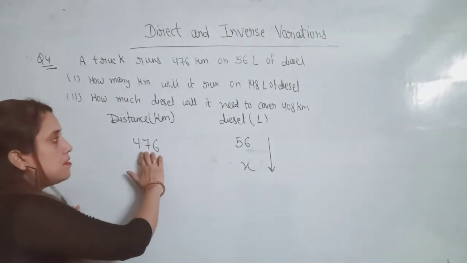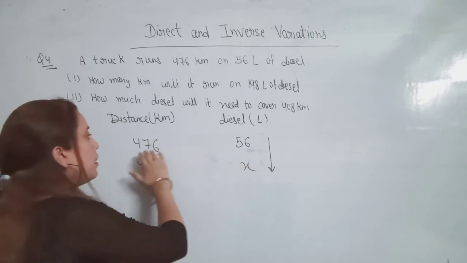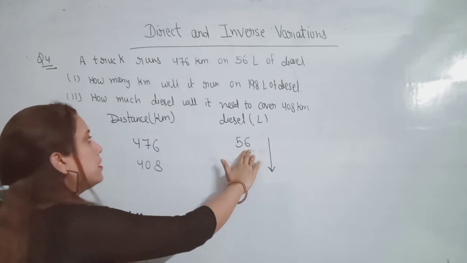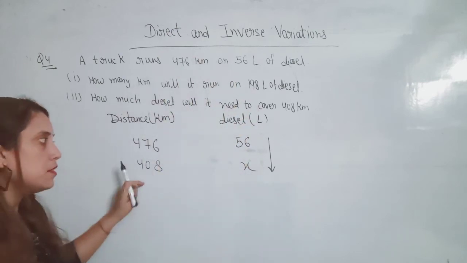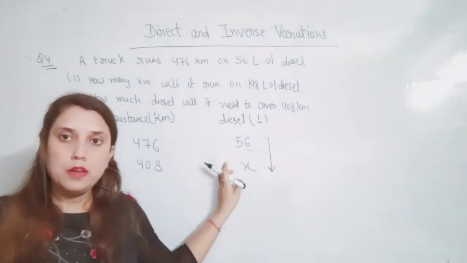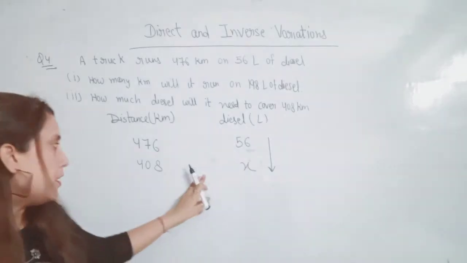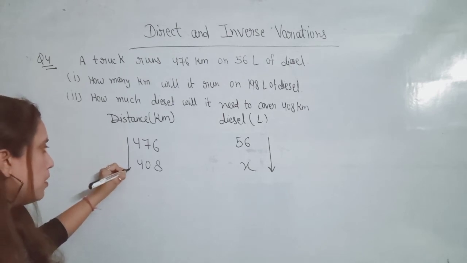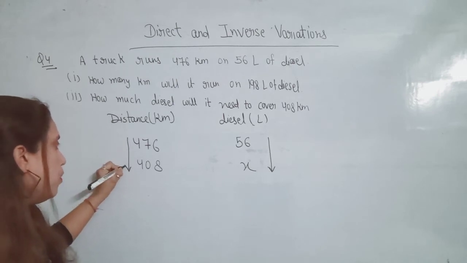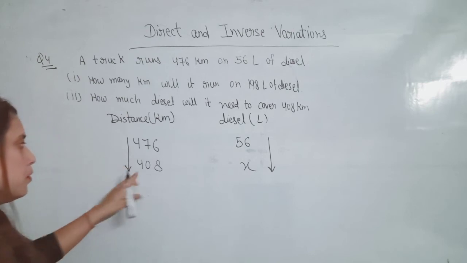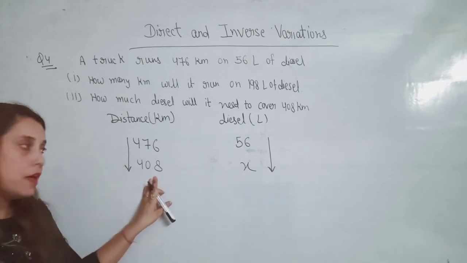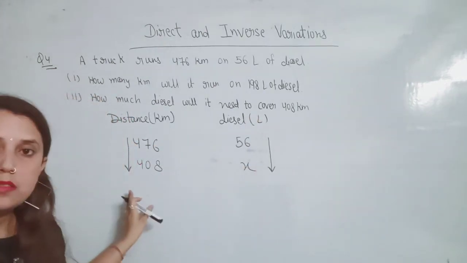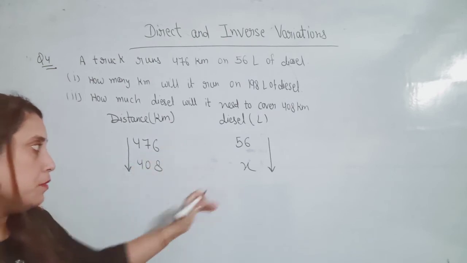When the distance is 476 kilometers, the diesel is 56 liters. If the distance is decreased, then the diesel will also decrease. So this is direct variation. Which is the lowest number? 408. So the direction of the arrow will be on 408. In direct variation the arrows are always in the same direction. After that we will solve it.